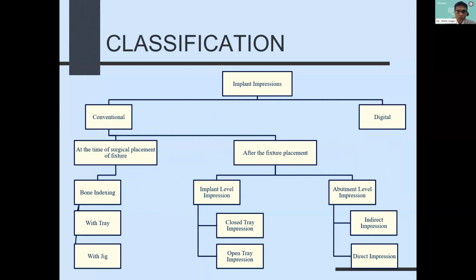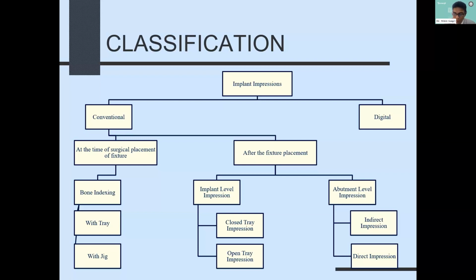For conventional, we have two options. One is at the time of the surgical placement, if you are planning to do an early load, or since implants are fixed in a particular angle and you have the primary stability in place, you can take an impression at the surgical phase or delayed after 2 to 3 months after the healing. At the time of surgical placement, you have choice of bone indexing with tray or with jig. And as far as delayed placement and delayed loading is concerned, you have an implant level impression or the abutment level impression. In both types, you have a closed tray, open tray, indirect or direct.